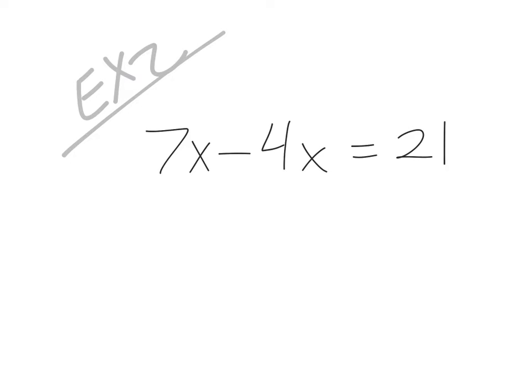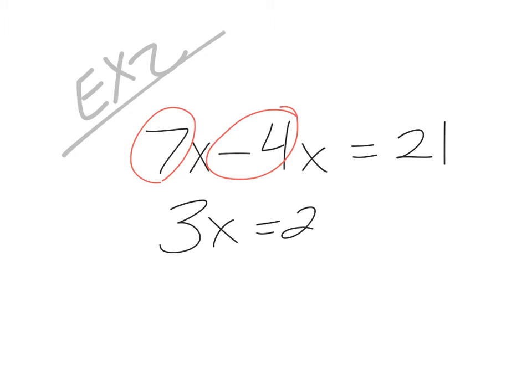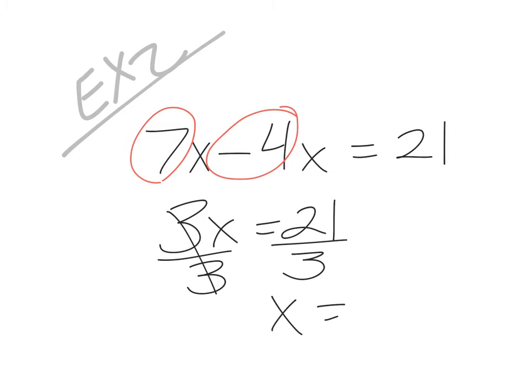All right, this is where your like terms definition comes into play. Are these 2 considered like terms? Yes, because they both have an x. So how am I going to combine those? I just combined the coefficients. So 7 minus 4 is 3, so 3x. Now how do I move the 3? Divide each side by 3. Correct. So x equals, what's 21 divided by 3? 7.